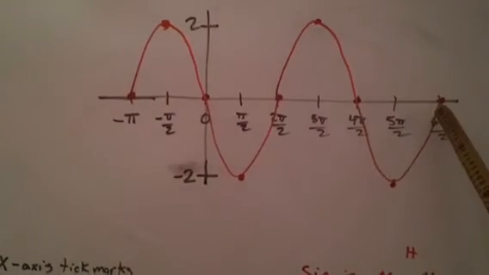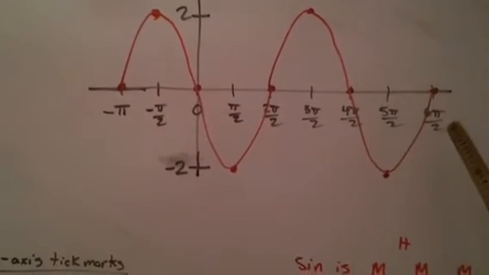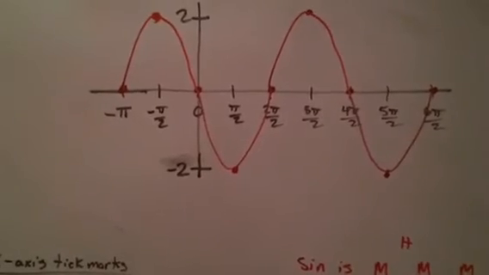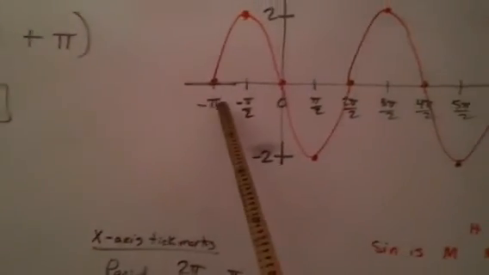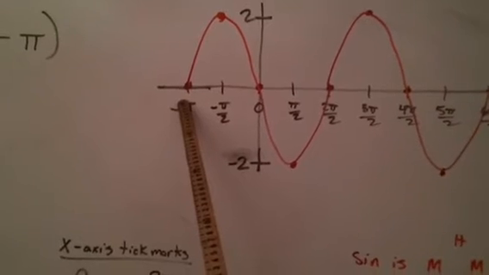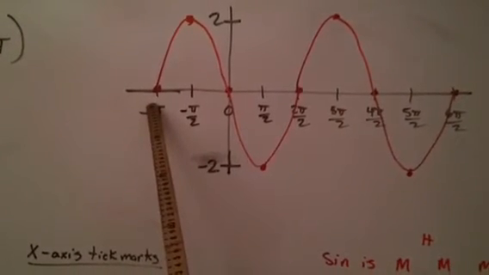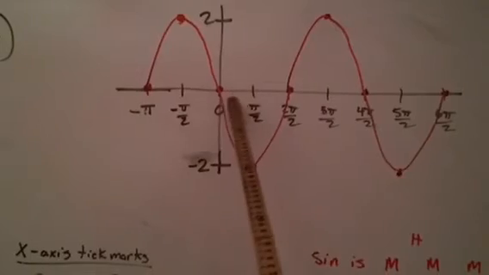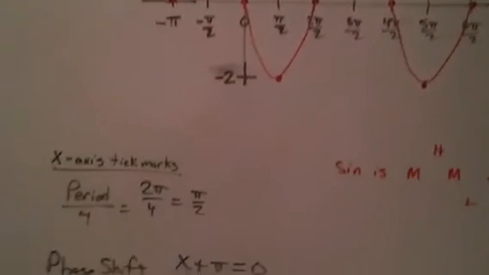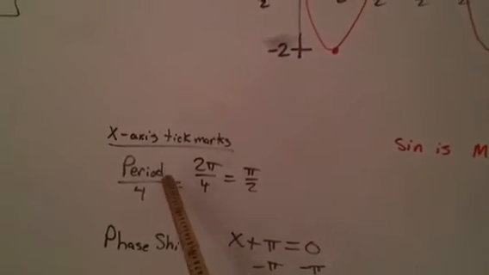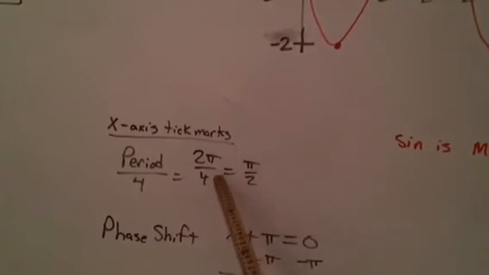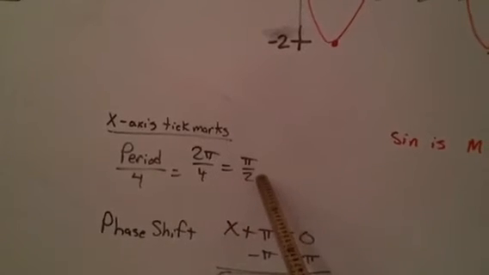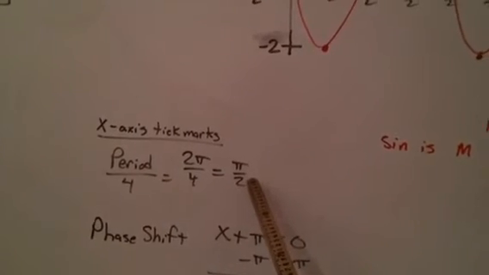To number my x-axis, I need a starting point, and I need 8 marks after that starting point. Well, my starting point is going to be my phase shift, -pi. So my starting point will be here, and then I need 8 marks after this point. How do I know what my marks on the x-axis are going to be? We always take the period divided by 4, and that tells me what to count by. Since the period of this graph is 2 pi divided by 4, I get pi over 2. So I'm going to count by pi over 2's.